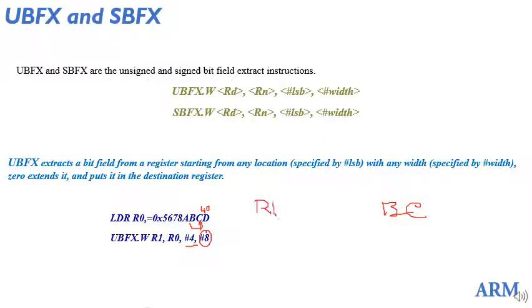So R1 will be equal to BC, that is the least significant byte will be BC, and the remaining bits will be zero extended, because UBFX stands for unsigned values. So 6 zeros will be added to make up the 32-bit number. So your R1 will be equal to 000000BC.